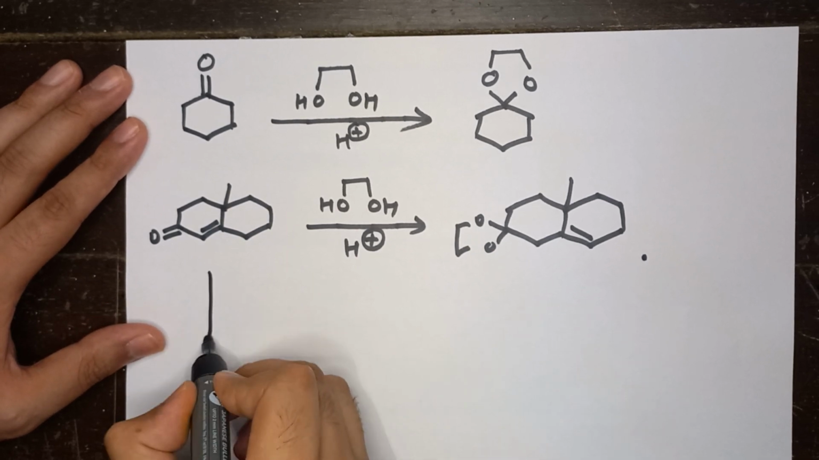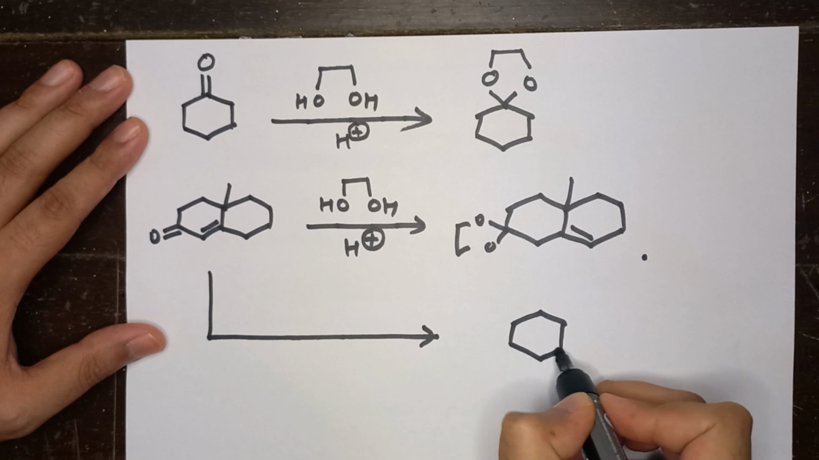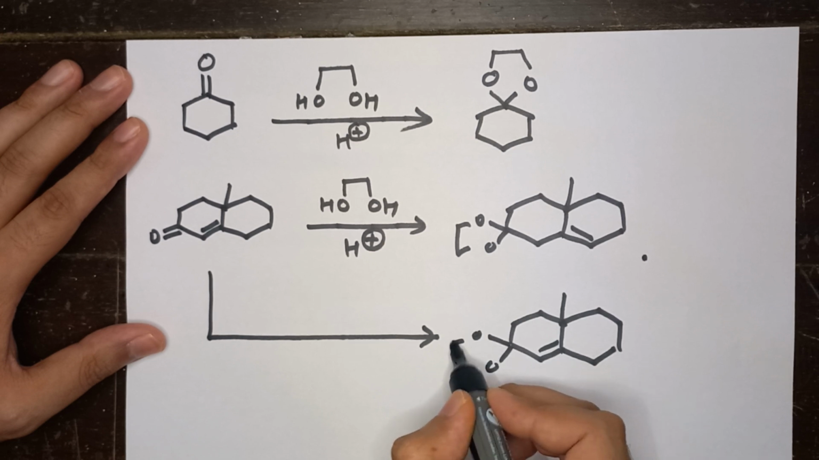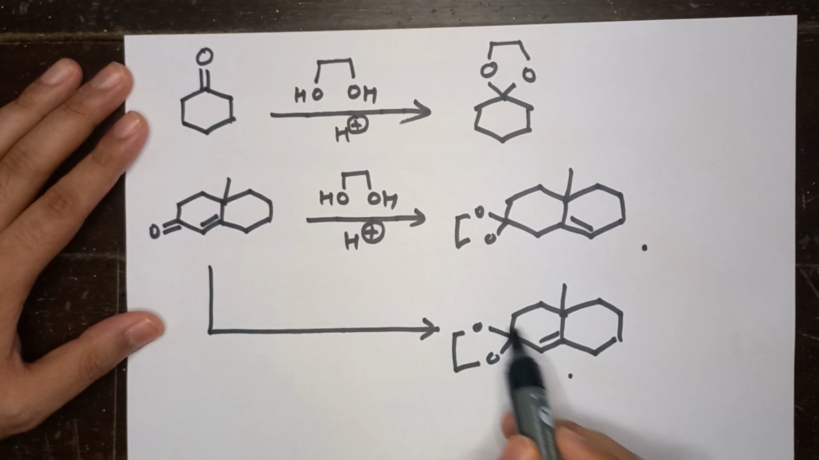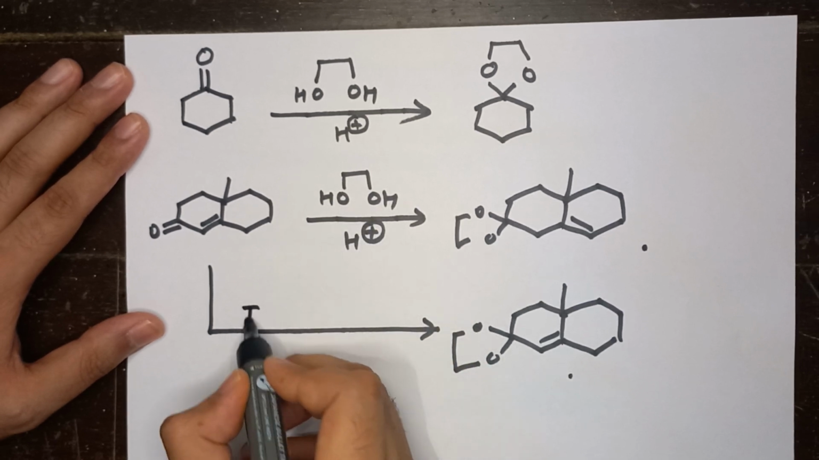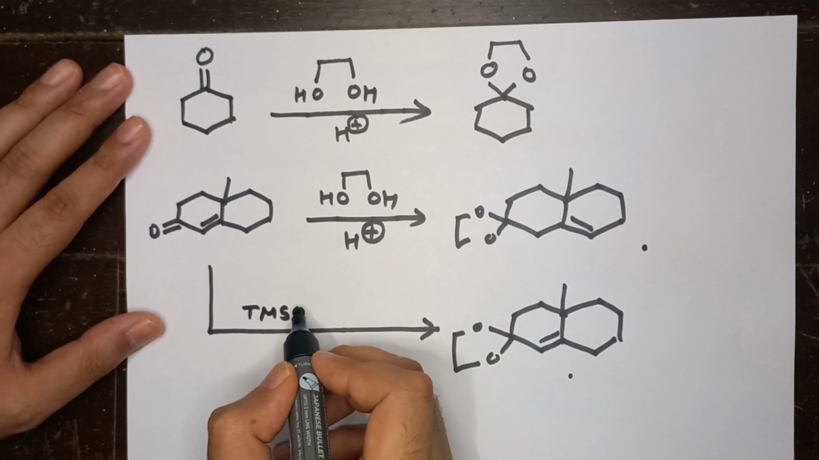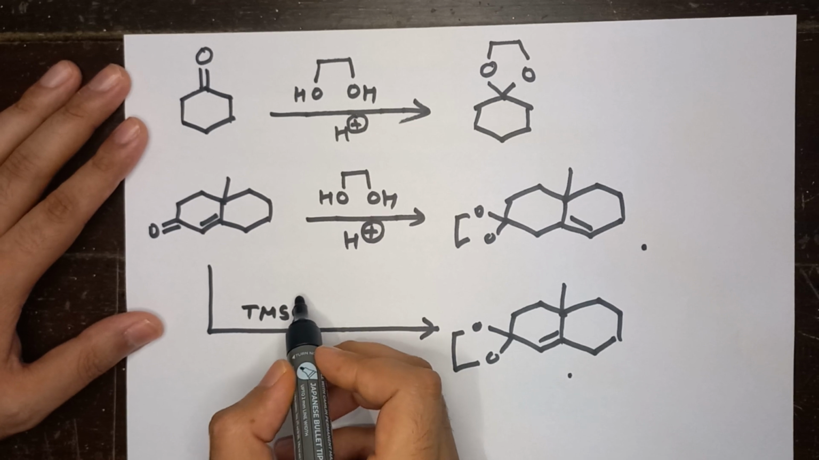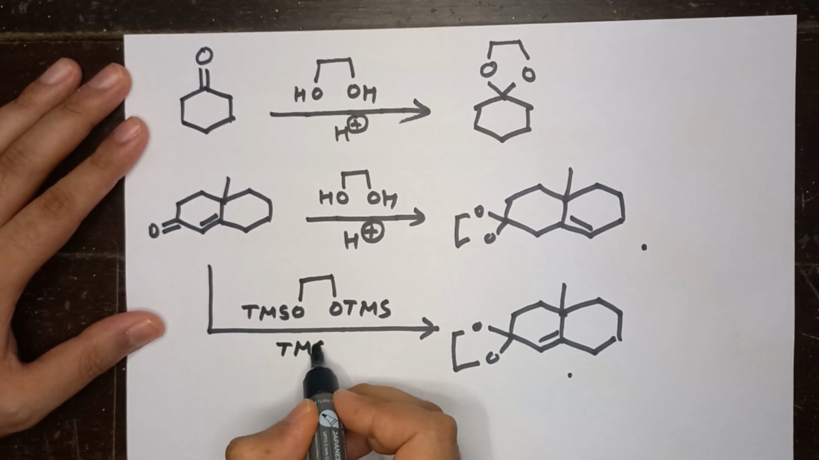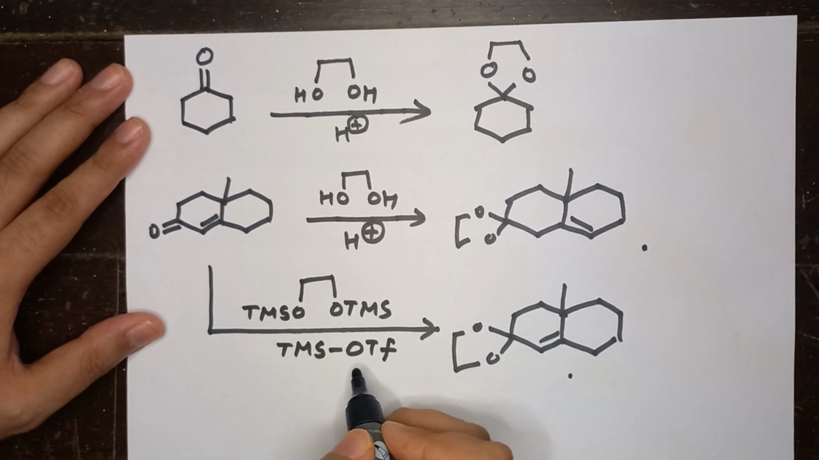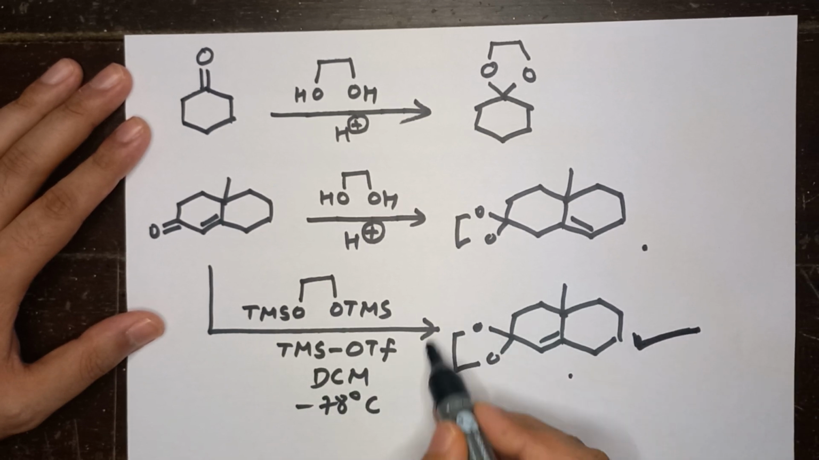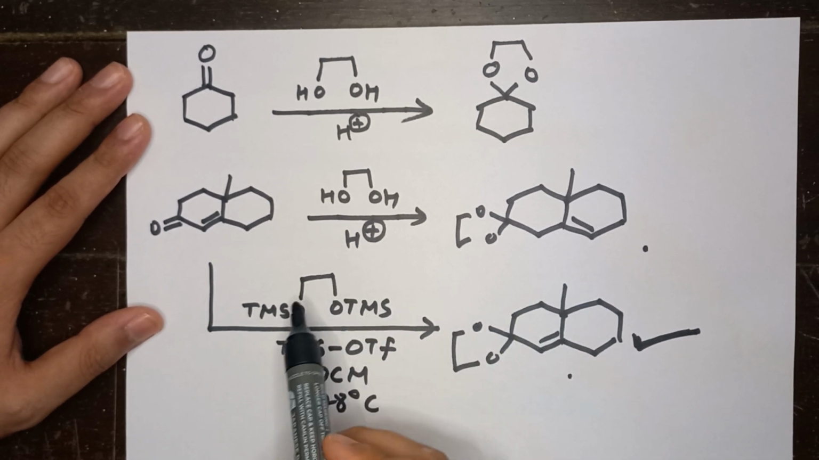But if I want the product without the shifted double bond, which reagent should I use? So I want my product without shifting this double bond. So the reagent you have to use is the protected OH group. You can use the protected OH, which I have discussed in my protection deprotection alcohol strategy. So you can do the TMS protection of both the OH groups. You have to use a TMS with a leaving group like OTf, and this reaction is done using DCM at minus 78 degrees Celsius, and this is how you generate the protected product without shifting the double bond. So you have to take the protected diol.